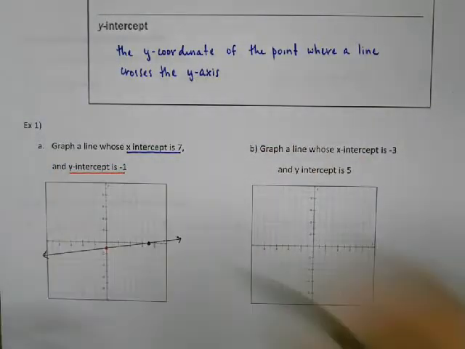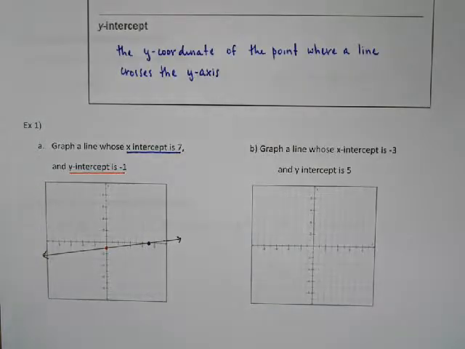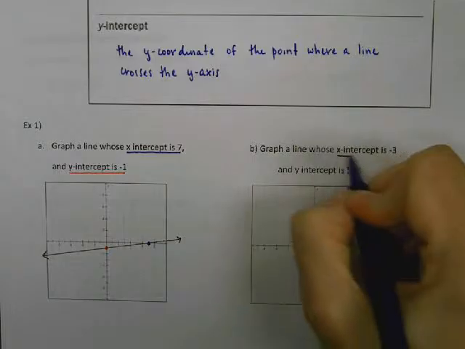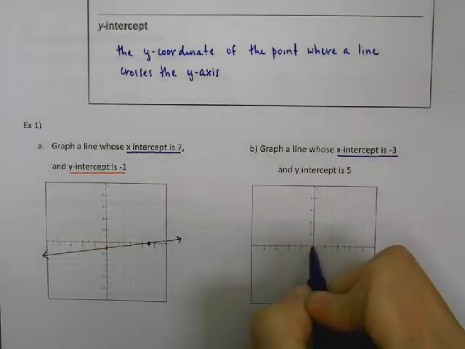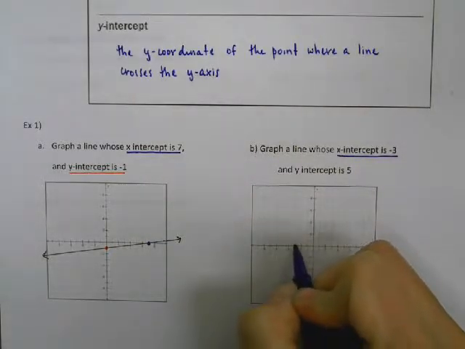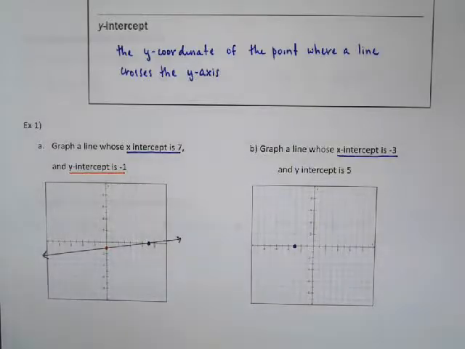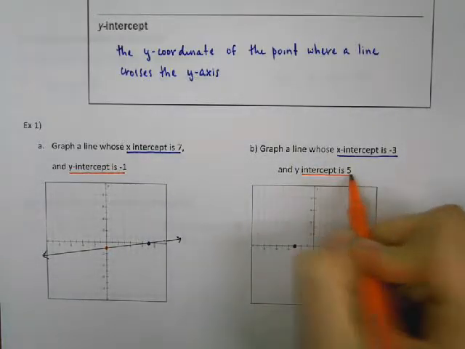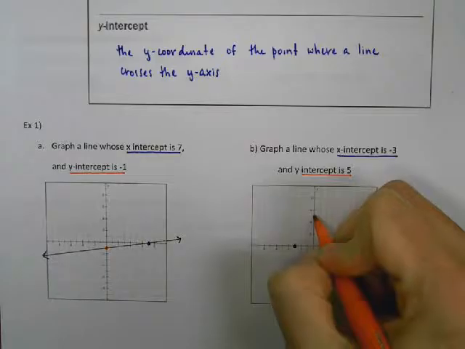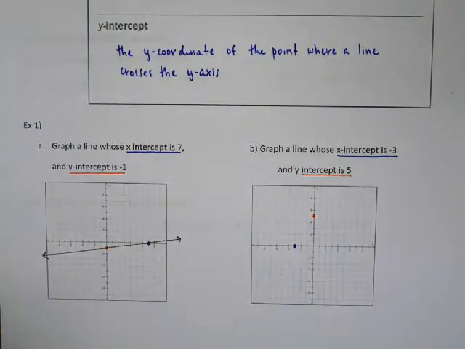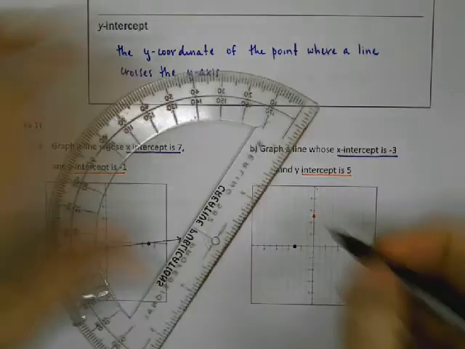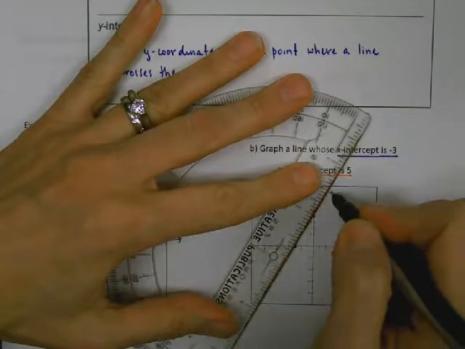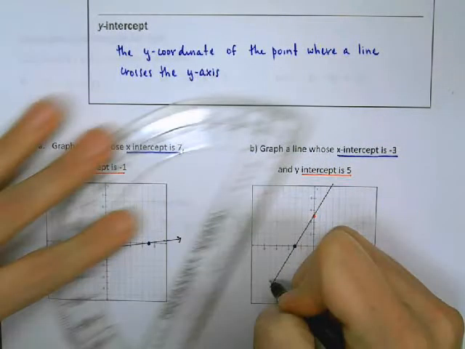So there's my line. Okay, now in this example, my x-intercept is -3, so I'm going to be careful to go to the left here where x is -3. My y-intercept is +5, so I'm going to go up 5. And then again, I can use those 2 points to graph my line.